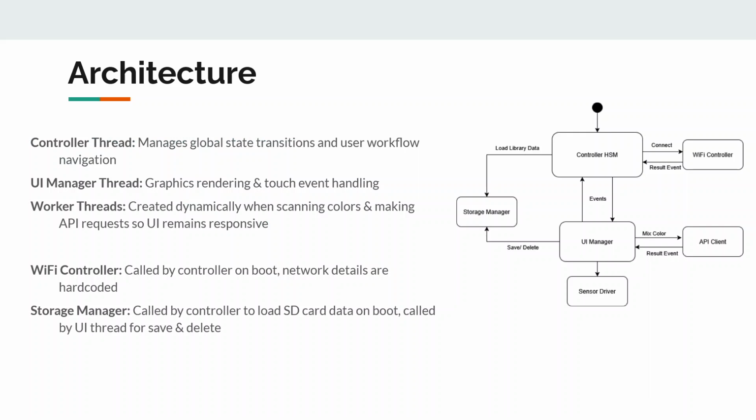So I used a multi-threaded event-driven architecture for this project. I have a main controller thread that manages the global state transitions, and then I have a UI manager thread, which controls the graphics rendering and touch event handling. And I also have worker threads that are used by the sensor driver and the API client to remain responsive and not block the UI. I have a Wi-Fi controller that the main controller calls at boot to try and connect to some hard-coded network details. And then also a storage manager that's called at boot, where we load the SD card data.